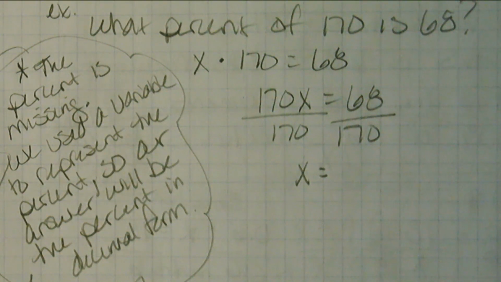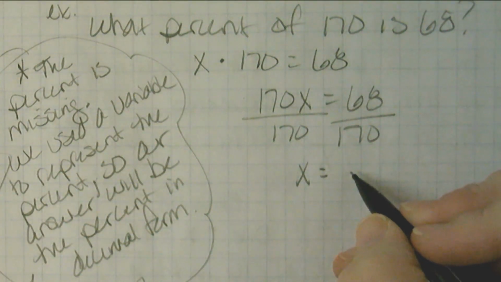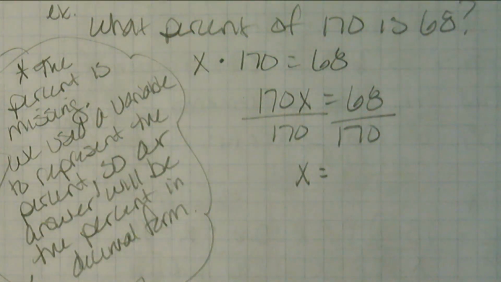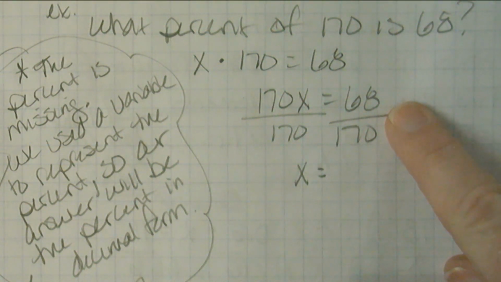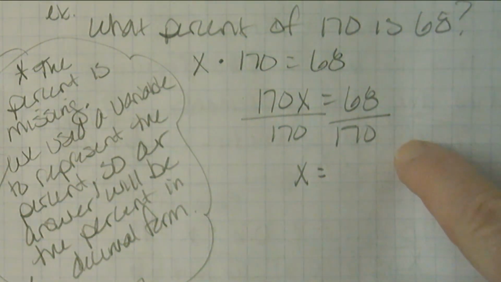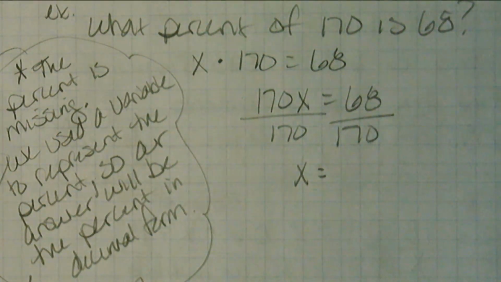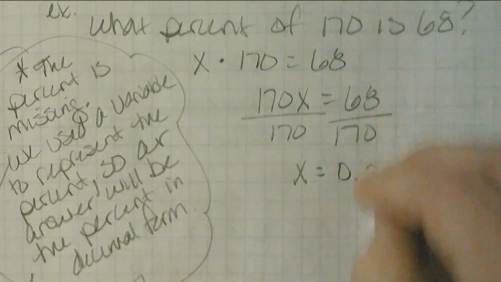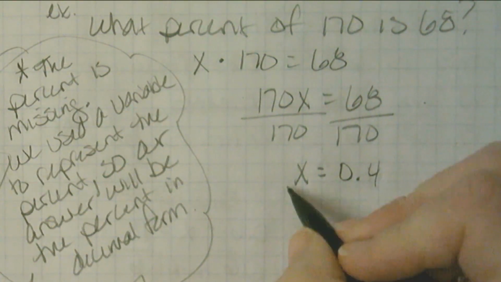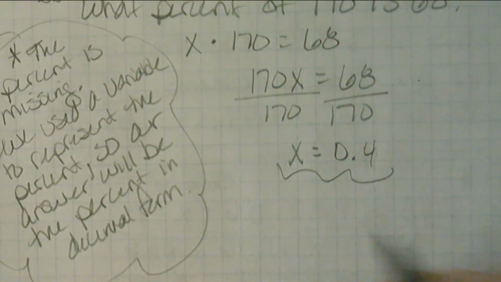So you guys have your calculators. What do you get for x? What do you got? 2.5? Nope. You put in 170 divided by 68. What does this say? What is 68 divided by 170? Kaylee, what's 68 divided by 170? 0.4. Yep. So I get 0.4. That answer is the decimal form of the percent.